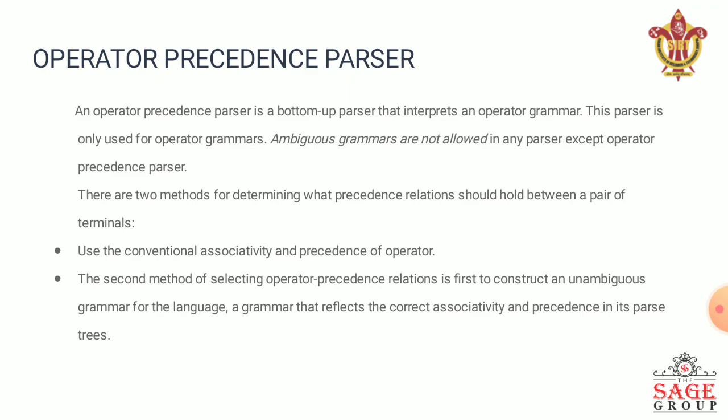There are two methods for determining what precedence relation should hold between a pair of terminals. First method is to use the conventional associativity and precedence of operators. The second method of selecting operator precedence relation is first to construct an unambiguous grammar for the language, a grammar that reflects the correct associativity and precedence in its parse tree. So we use these two methods for determining the precedence relation between terminals.